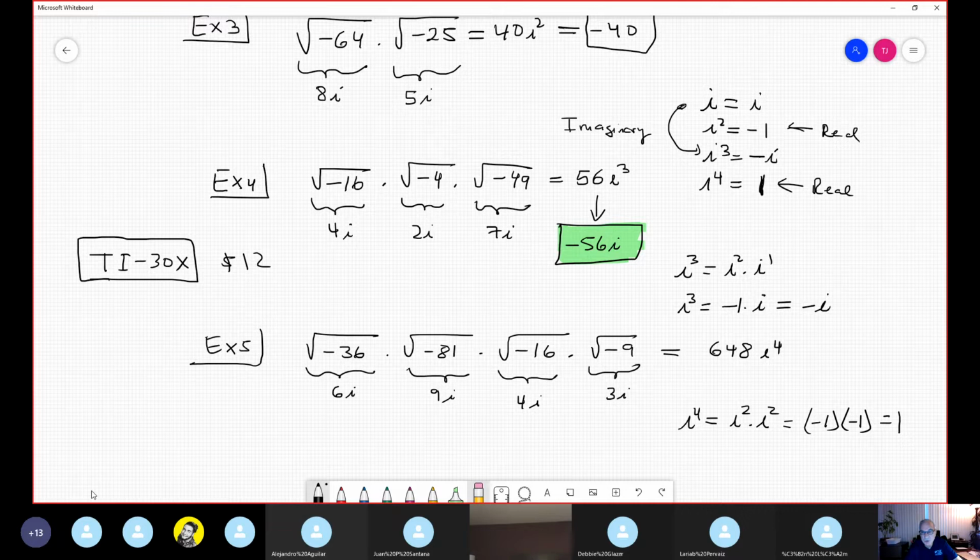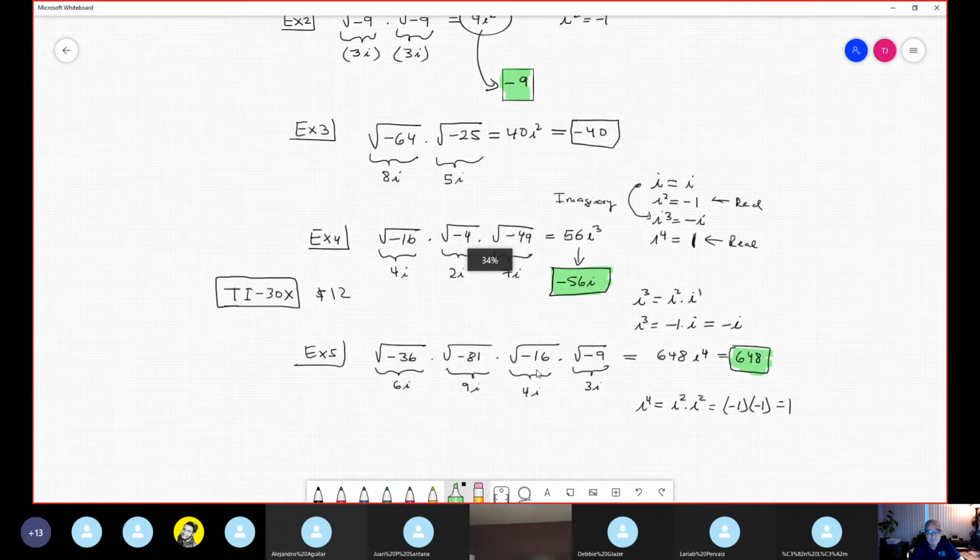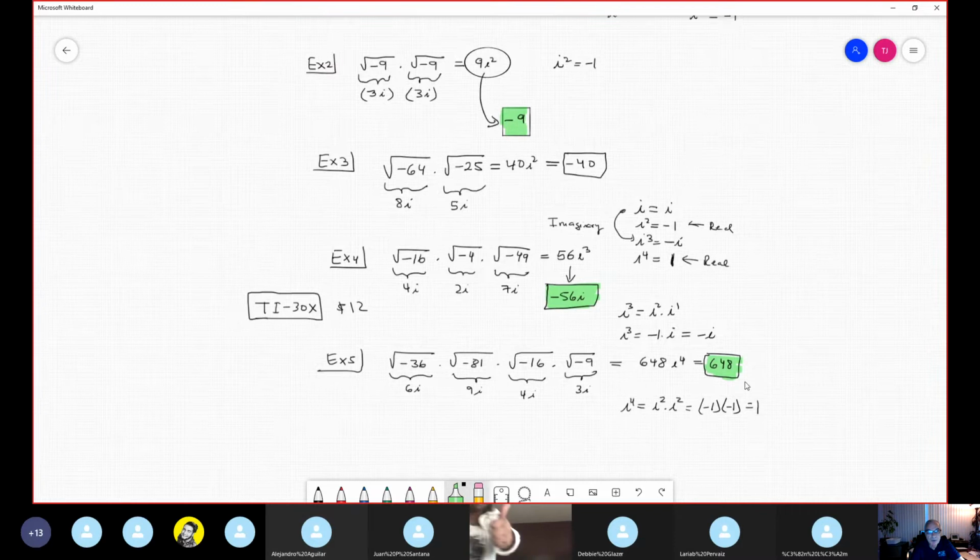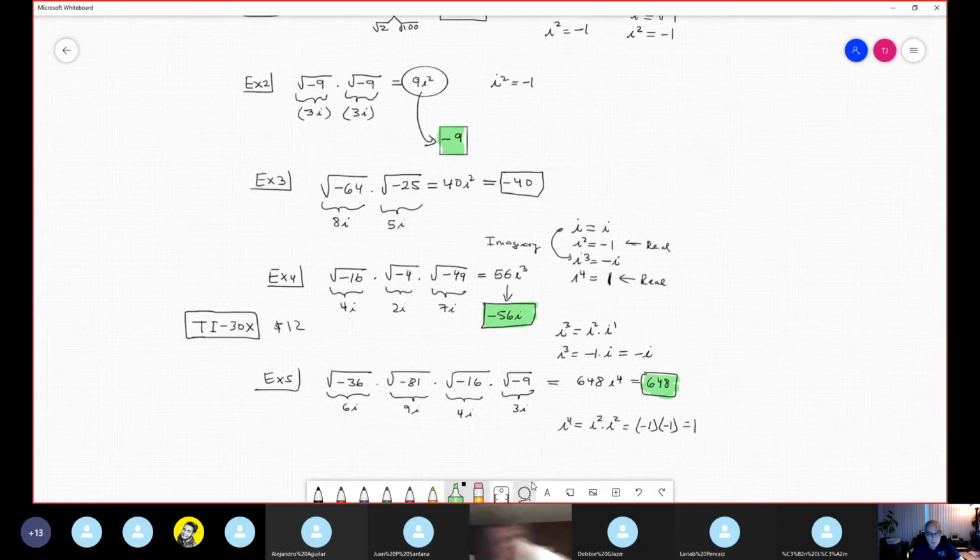Don't worry, because I want to study the continuation of this table. So what is the final answer here? Well, i to the 4 is 1. Therefore, the answer is just 648, because 1 is an invisible multiplier. Super. No problem. Everyone follow me? Understandable? Okay.